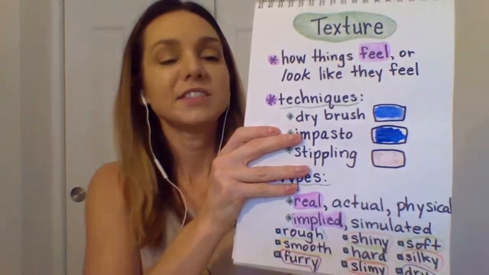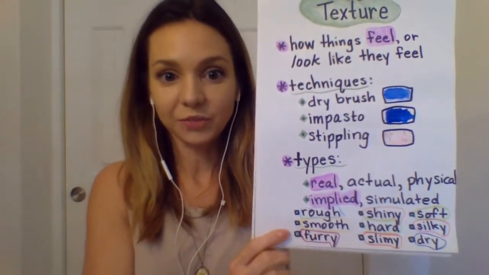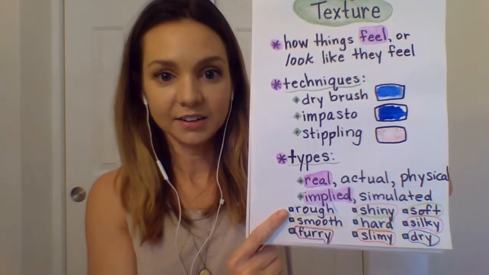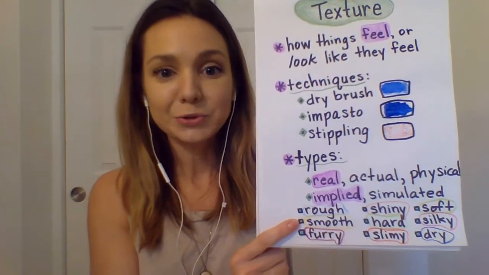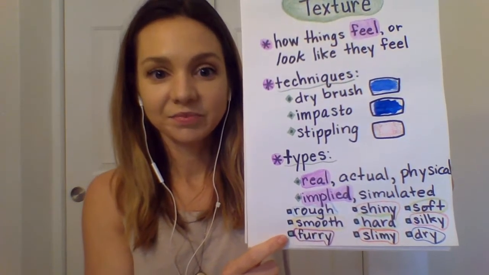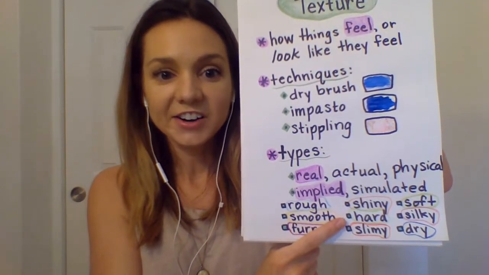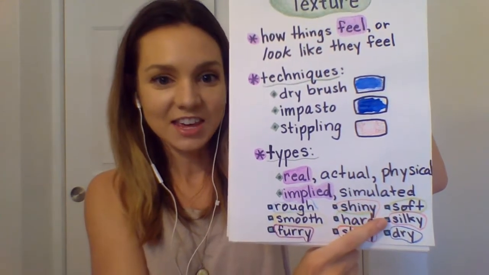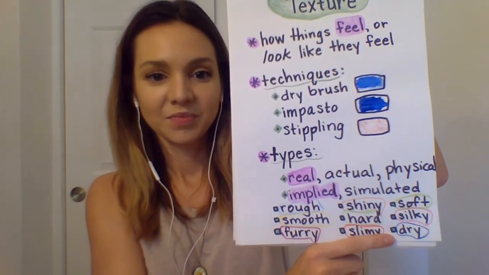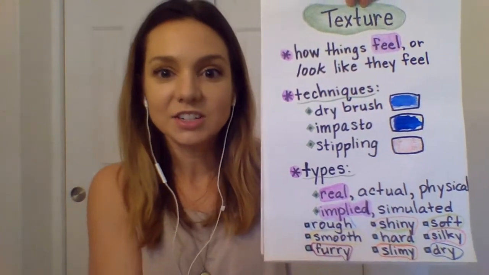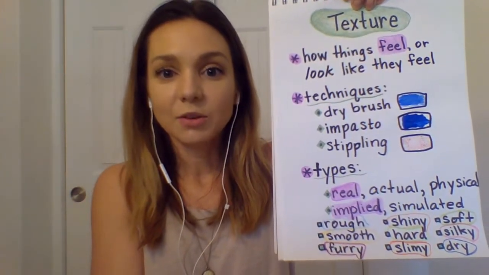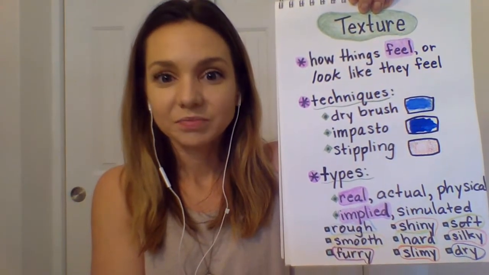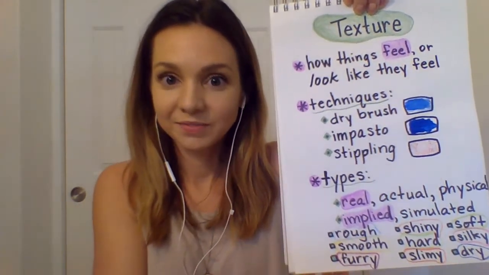There's also lots of different adjectives we can use for texture. I thought of some down here: rough, smooth, furry, shiny, hard, slimy, soft, silky, dry. I thought of 9 different adjectives to describe the way something feels, or its texture. I wonder if you can think of any more. Well, our project today, you might be able to think of some more.